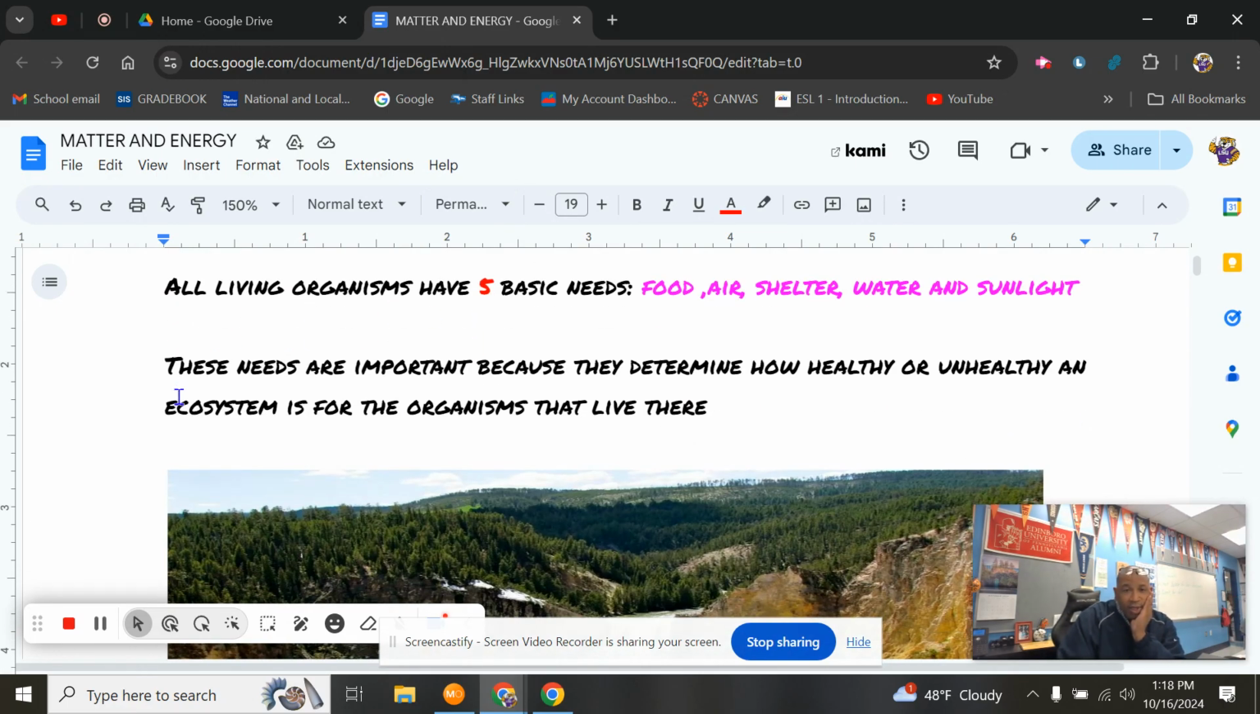All right? These needs are important because they determine how healthy or unhealthy an ecosystem is for the organisms that live in there.